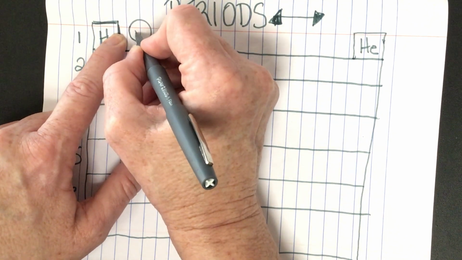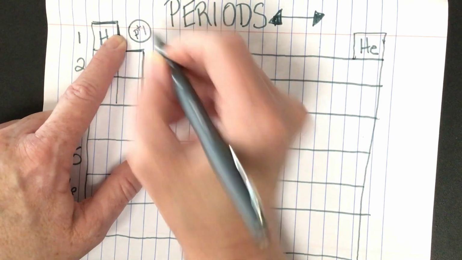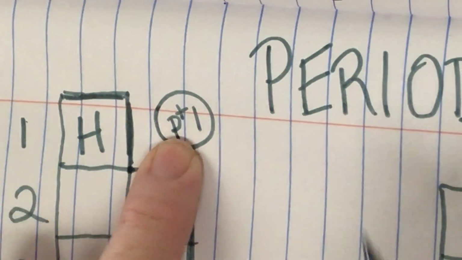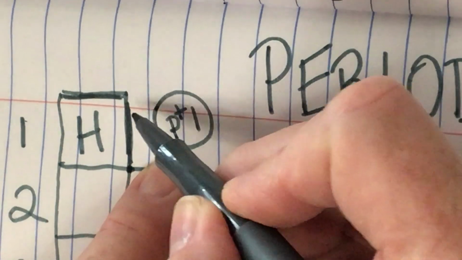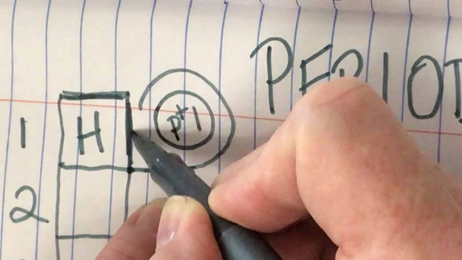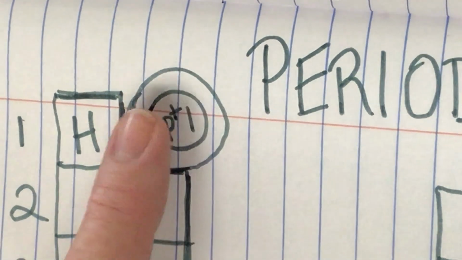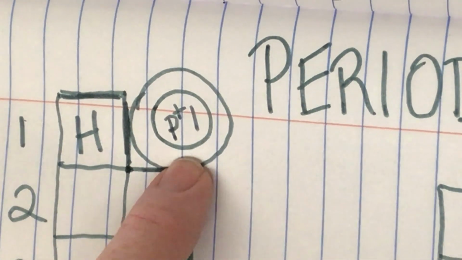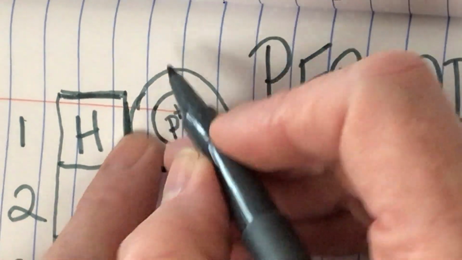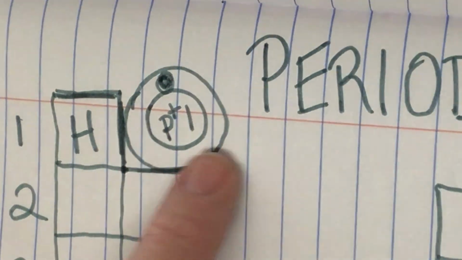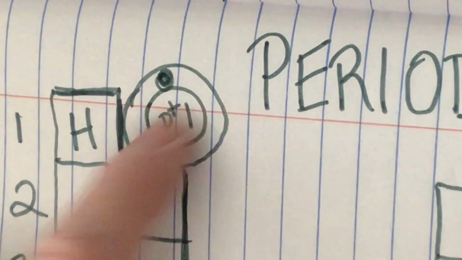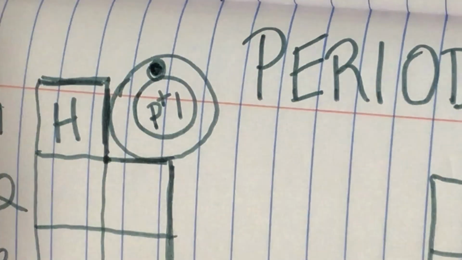Hydrogen has 1 proton. So let me zoom in here so you can see that better. So hydrogen has 1 proton. For every positive, we need a negative so our atom is neutral. So how many negatives, how many electrons will we have? 1. Okay. Now, how many energy levels did hydrogen have? It just has 1, right?